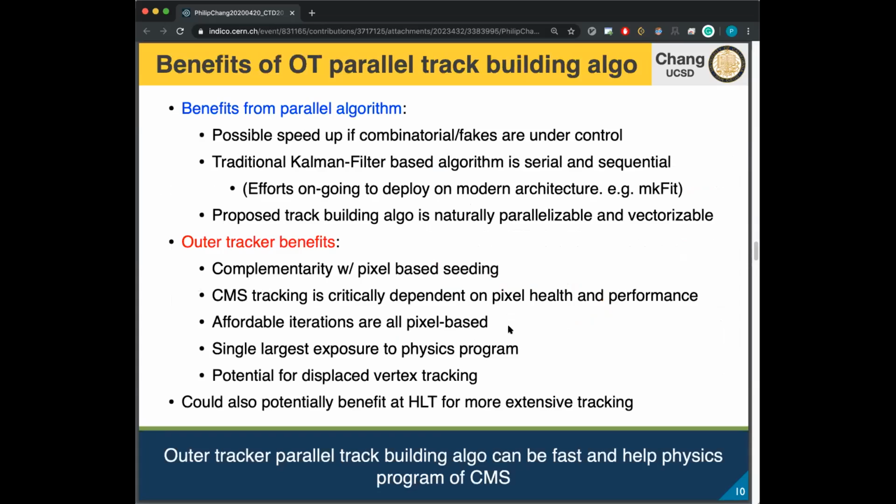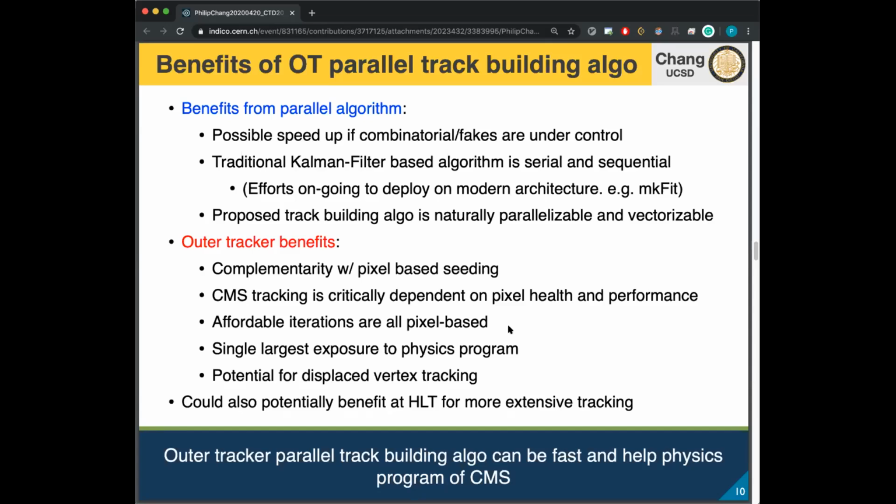Slide 10. So the benefits of the outer tracker parallel track building algorithm that I described is that it has a possible speedup by parallelizing everything, assuming that the combinatorics and the fake rate are under control. The traditional Kalman filter-based algorithm is quite different. It's serial and sequential, although there are efforts going on to deploy it on modern architectures. I have explained it with the mkFit. And this track building algorithm is naturally parallelizable, as I mentioned, and vectorizable.